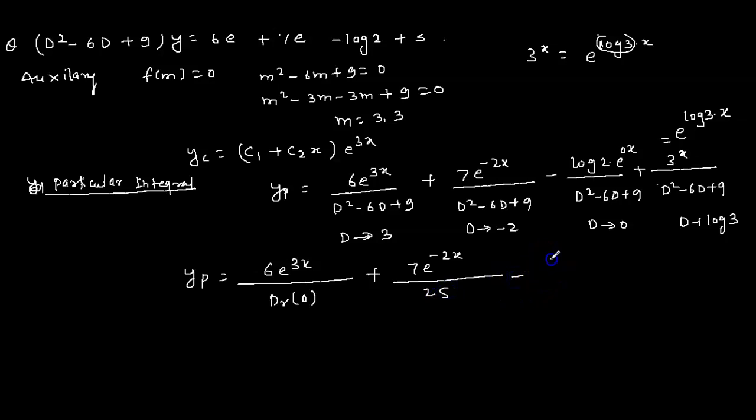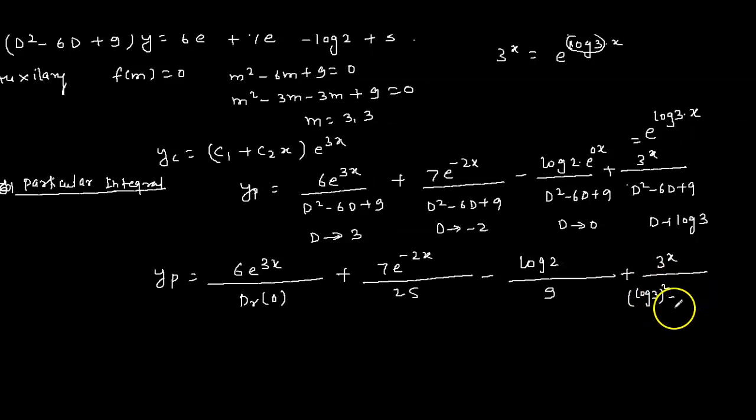Minus here write log of 2 divided by d replace with 0, so 0, 0 and 9. Right? Plus here you can write 3 to the power of x and d replace with log 3: log 3 whole square minus 6 into log of 3 plus 9. And that is the answer till here.